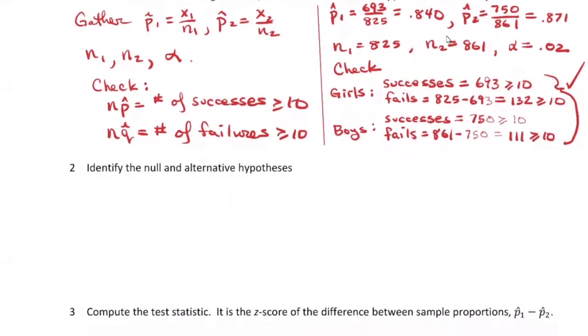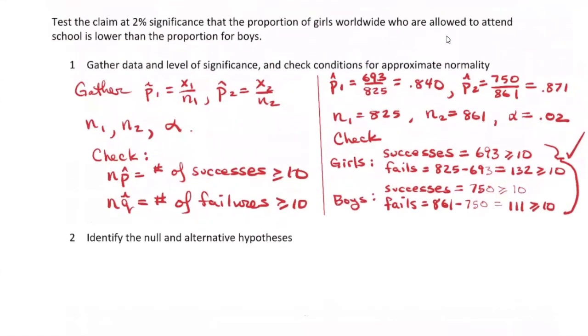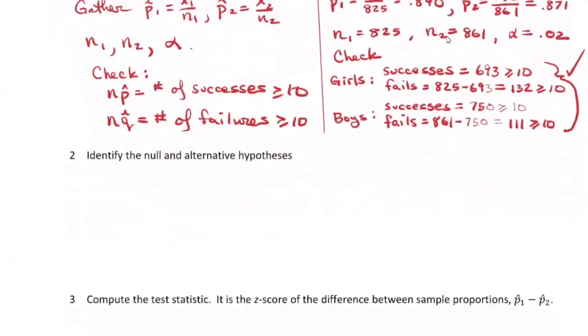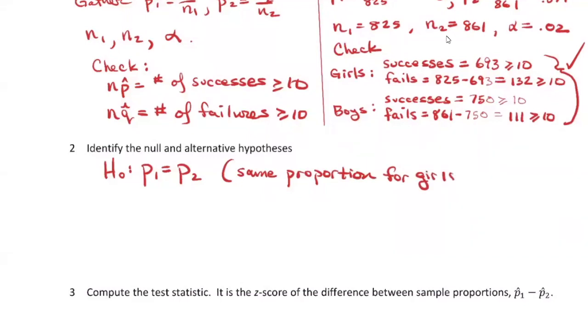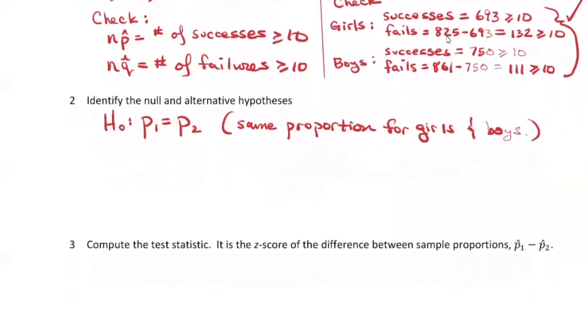Now, the null hypothesis is always the same, and that is that we're claiming that there's no difference between the groups. That'll always be the case. So your null hypothesis will be that the population proportions are the same for girls and for boys. So let's put that down. Same proportion. And maybe that's not true, but we always assume they're equal and then try and prove otherwise. Okay, any questions?